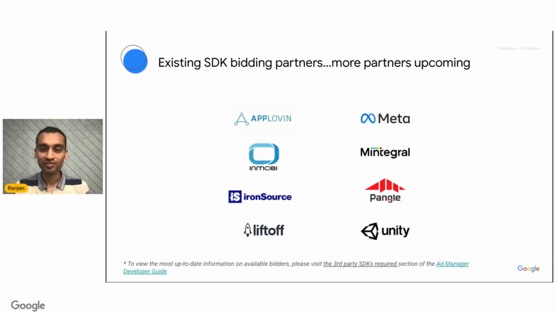Here is a list of third-party partners currently supported on SDK bidding. Some of them are AppLovin, IronSource, and Meta Audience Network, among many others. We are constantly adding new SDK bidding partners to Ad Manager. Some of these partners might be in closed betas. You might refer to the developer guide for the latest status, and you can always reach out to your account managers for more details.